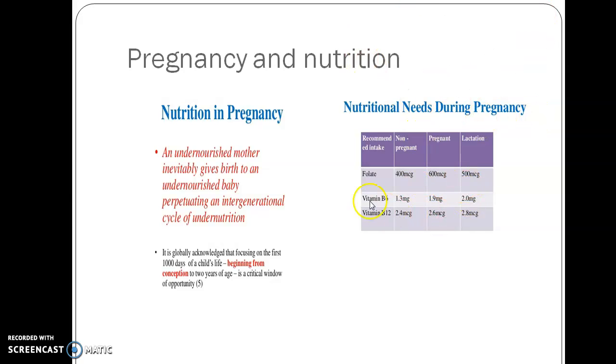For a lactating mother it is 500. Vitamin B6 is about 1.3 mg. For pregnant ladies it will be about 1.9, and for lactating ladies it's 2 mg. For vitamin B12, a non-pregnant lady can consume about 2.4, while in pregnancy it is 2.6, and for lactating 2.8. So you can understand that the need is important not only for a pregnant lady, but for a lactating mother it's equally important.